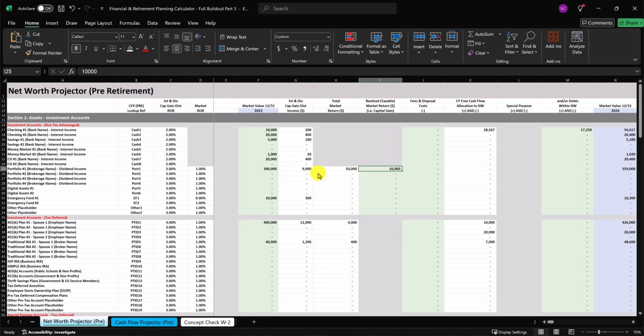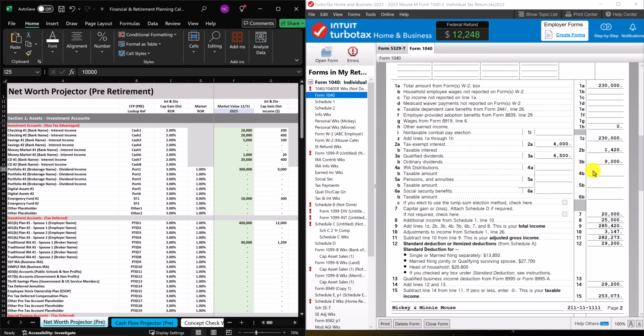Now recall from our video series on Roth IRA conversions on YouTube that ordinary dividends represents the total amount of dividends that were received in cash. In this case, we received $9,000 of cash dividend. So if we go back to TurboTax, here is the $9,000.